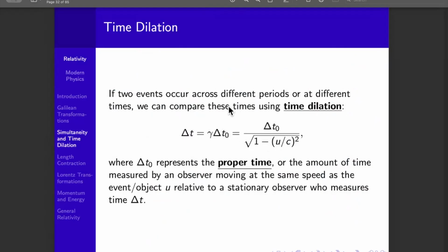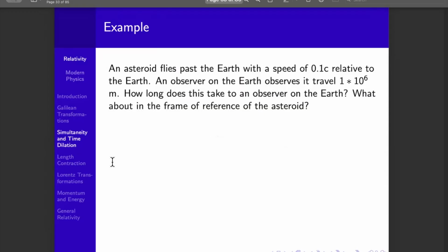Typically, delta t zero refers to what we call the proper time. That's a fancy way of saying again that it's the time measured by an observer moving, right? So delta t is by a stationary observer, and delta t zero is by the moving observer. So let's go ahead and actually see an example as to how we can use that equation.